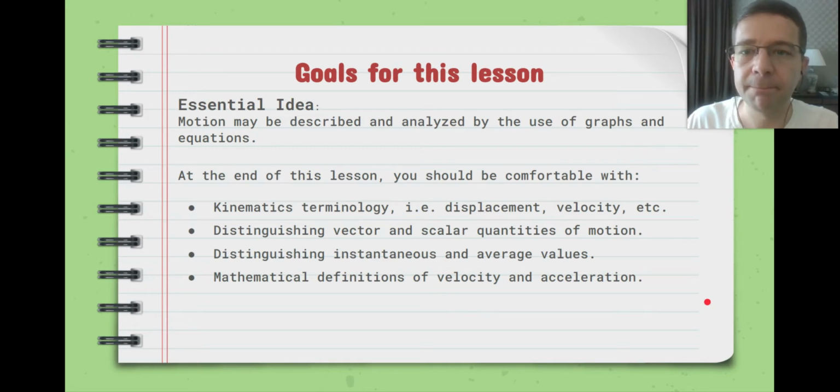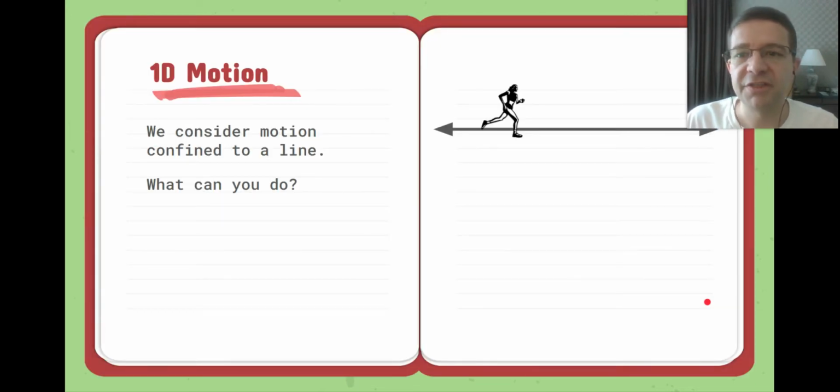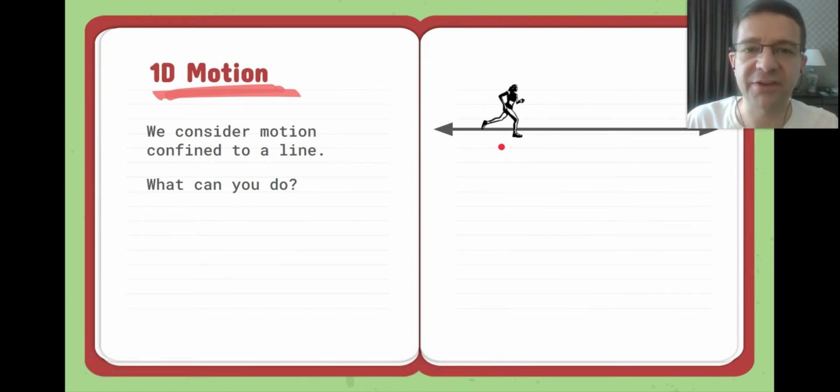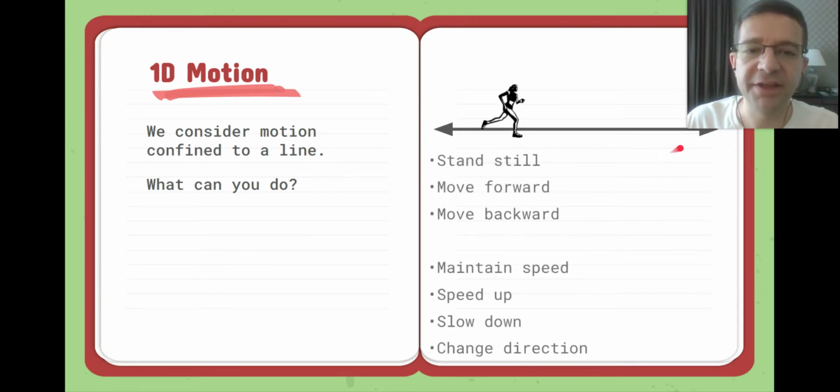So let's get started. First, I want you to think about moving along a straight line. What are the things that you can do? How would you describe how you could run if you were constrained to run just along a straight track? What would you be able to do? I'll pause for a second. Hopefully some of the words that you came up with to describe your motion appear on this list.